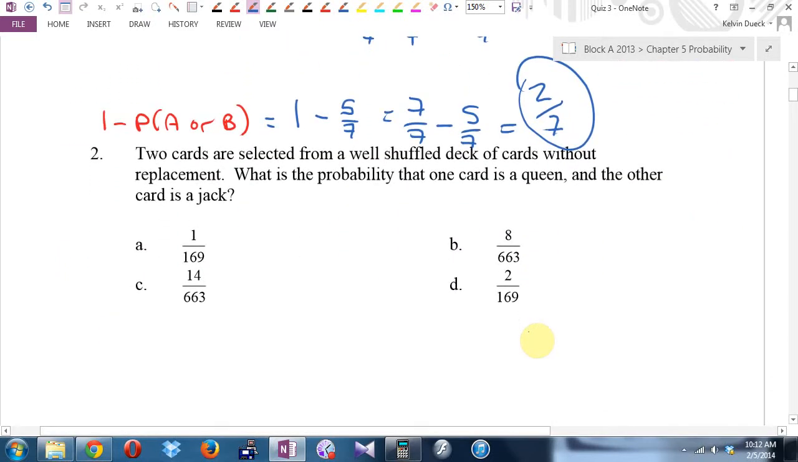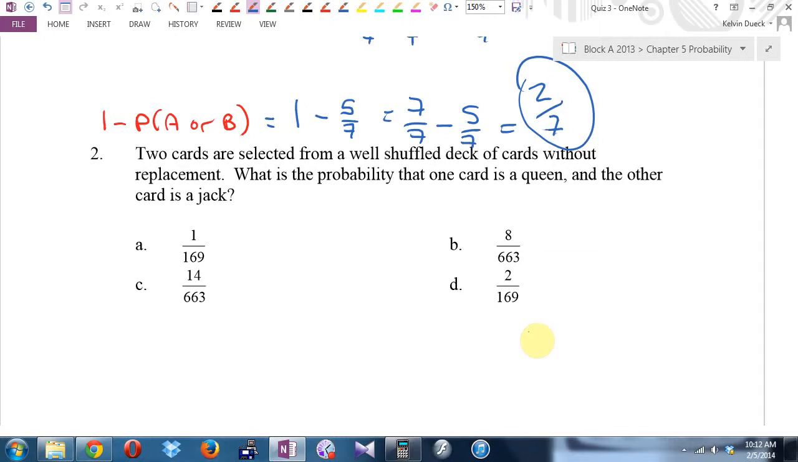Number 2, Justin, can you read me number 2, please? 2 cards. How many cards? 2 cards. Probably a tree. Or I could do this with a bucket. Keep reading. The second sentence. What is after the period. There you go. That one card is a queen and the other card is a jack.